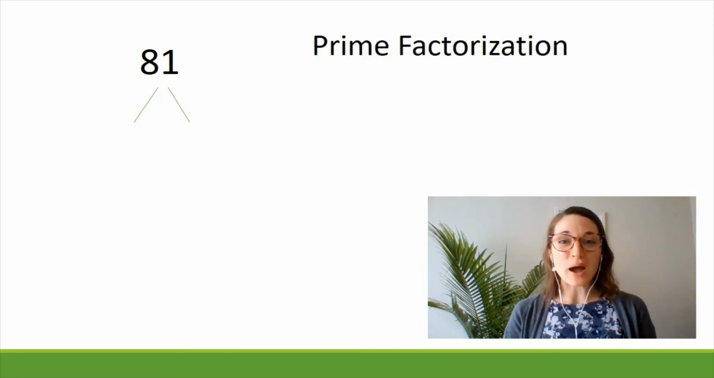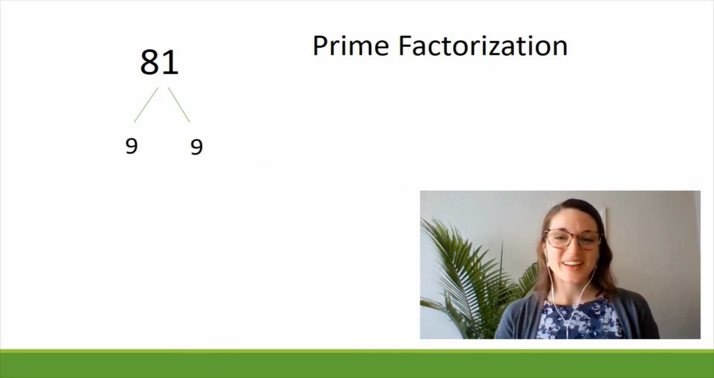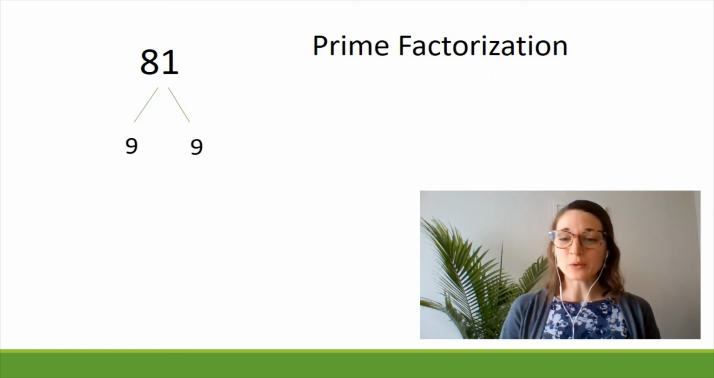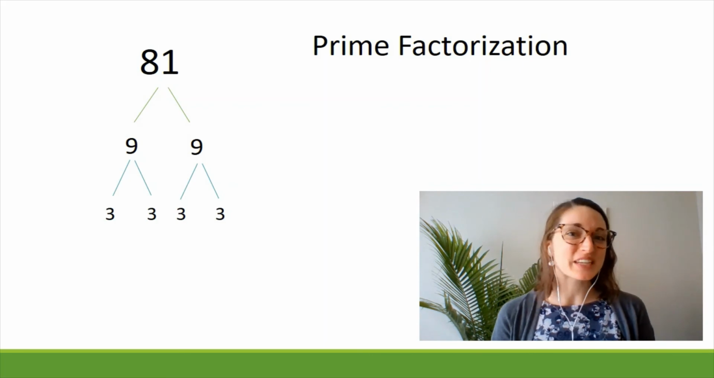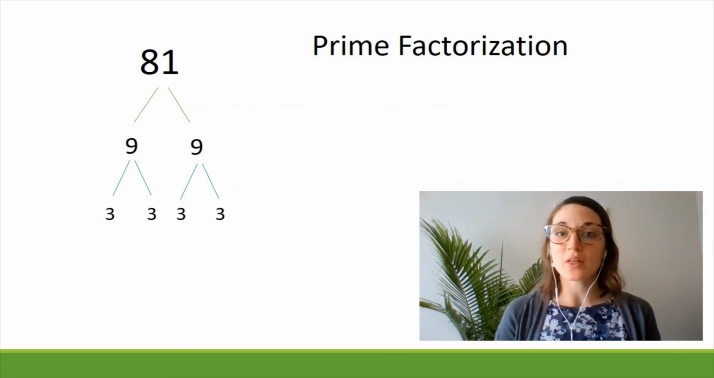Okay, let's look at one other example with the number 81. First, I know that 81 is 9 times 9. So I'll put those 2 factors at the end of each of my lines. 9 is not a prime number, so we need to now break down both 9s. Now, the good news is that once we know how to break down one 9, we'll know how to break down the other 9 too.